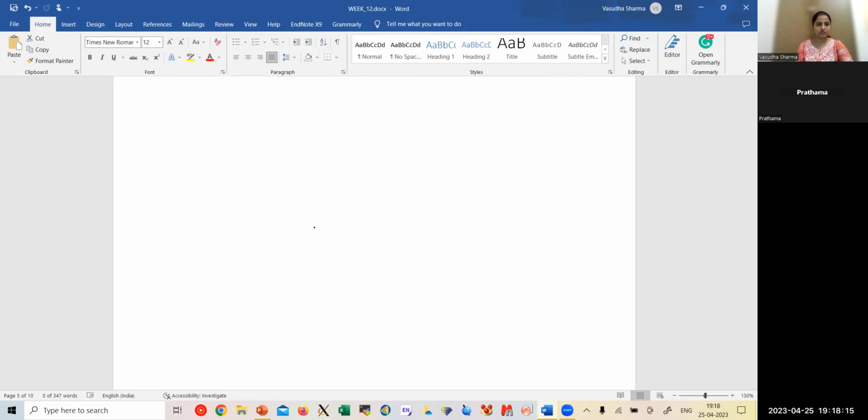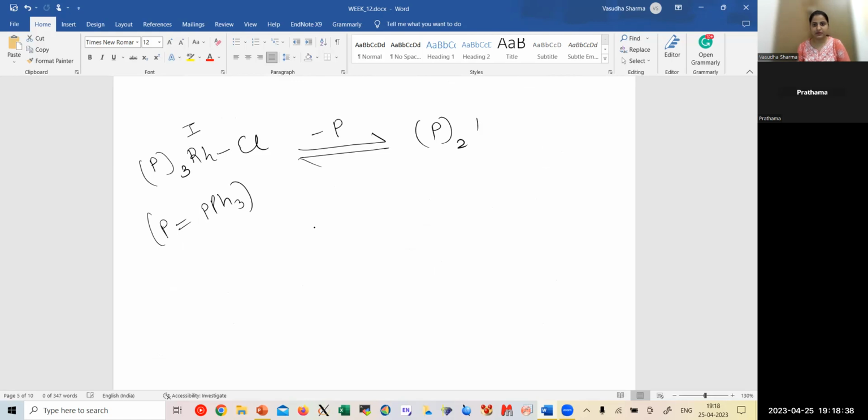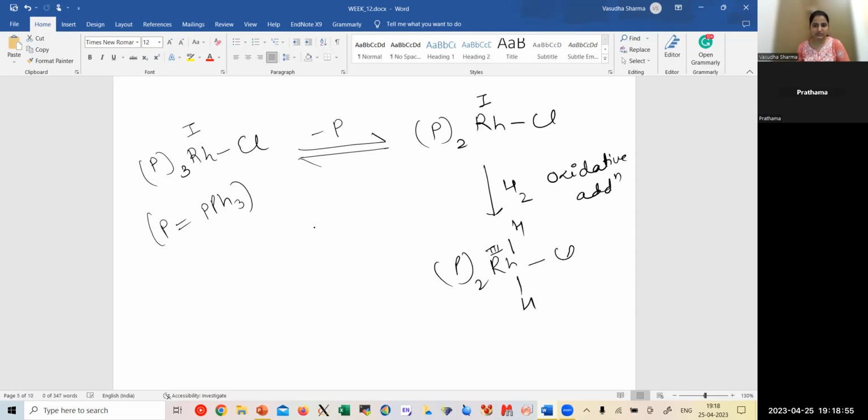So if I just show you, if we have P3RhCl, where P is PPh3, this is rhodium in +1. My voice is audible to you? Yes. So the first step is the loss of one molecule of phosphine, and it becomes RhCl. Then H2 oxidative addition will happen. In oxidative addition, because it is +1, ultimately it goes to +3, with H here and Cl here.